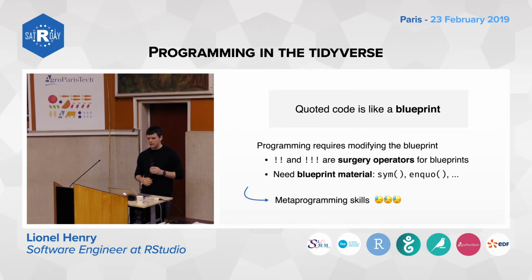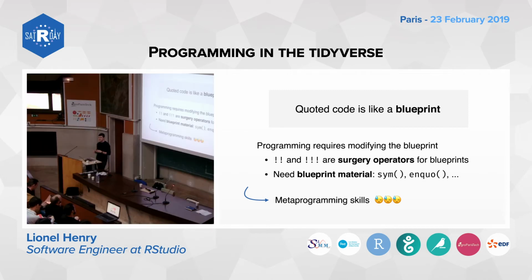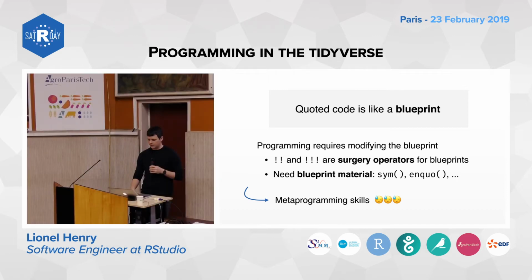So quoted code is like a blueprint, and that means that if you want to modify the inputs, you have to modify the blueprint. And that's why we have bang bang in Tidyverse functions, because bang bang is like a surgery operator that allows you to modify the blueprint. And then you also need blueprint material, and that's why we have the functions sym and enquo. So all of this amounts to learning about metaprogramming, which is really far on the side of production code, which is more for package developers.